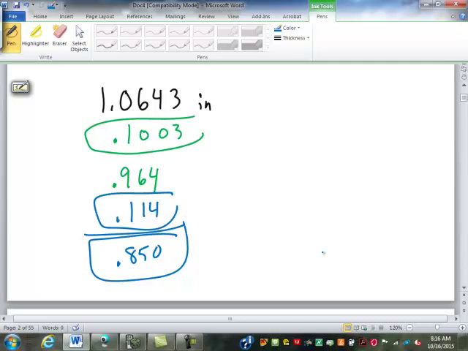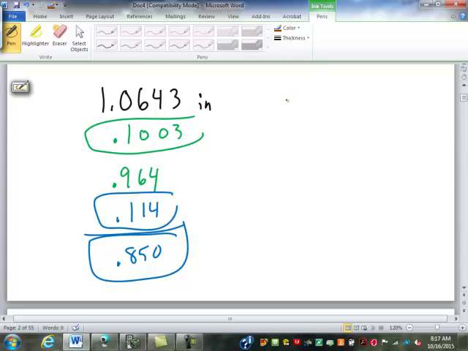If we flip the page, top of the next page, we have the metric gauge block sets. These are in millimeters, and we actually go up to 90 millimeters. Basically, you can build 99.999 millimeters is what they are meant for. But of course, you can stack them up and go quite a bit higher than that.